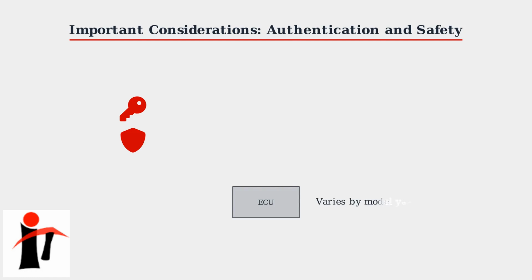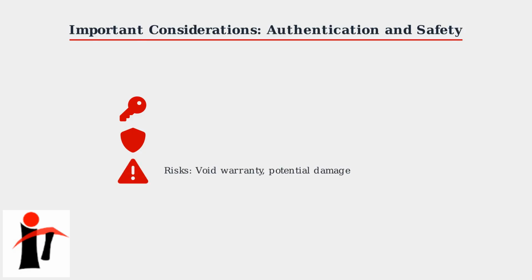Procedures for accessing service mode can vary depending on the model year and installed firmware. Always check the latest Tesla documentation for your specific vehicle. Unauthorized entry into service mode is risky. It can void your vehicle's warranty and potentially cause damage to the vehicle's systems if changes are made improperly.